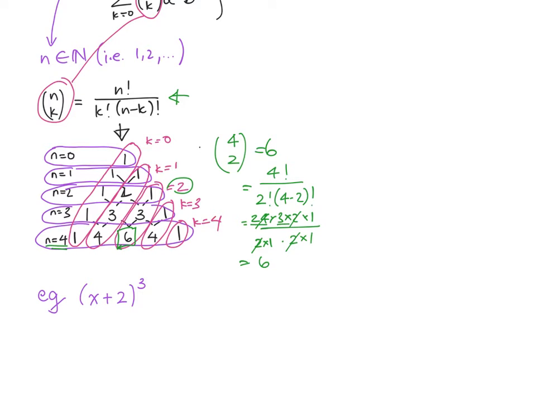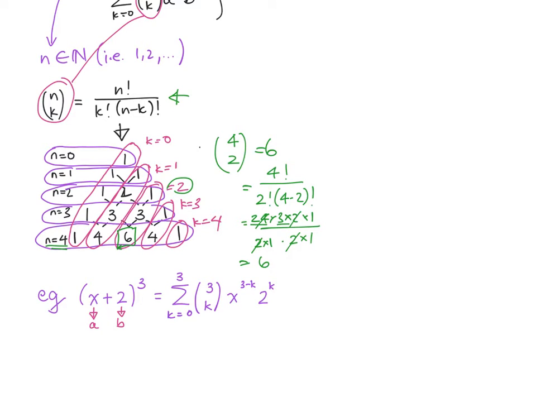So what we're going to do is think of x as our a and 2 as our b, and then the binomial theorem tells us that our answer will be the sum from k = 0 to 3 of 3 choose k. Now our a is actually going to be an x, so that's going to be x^(3-k), and our b is our 2, so that's going to be 2^k.